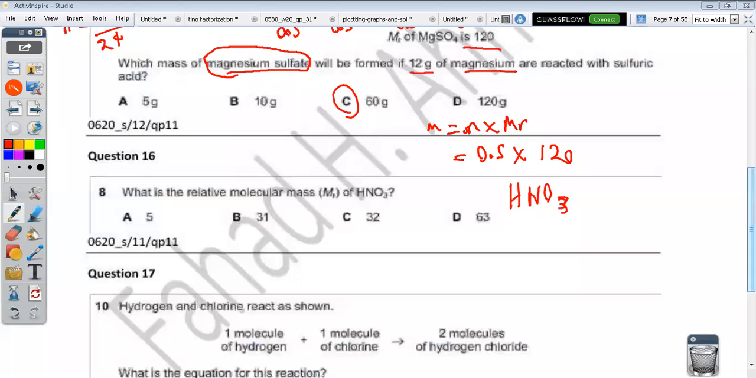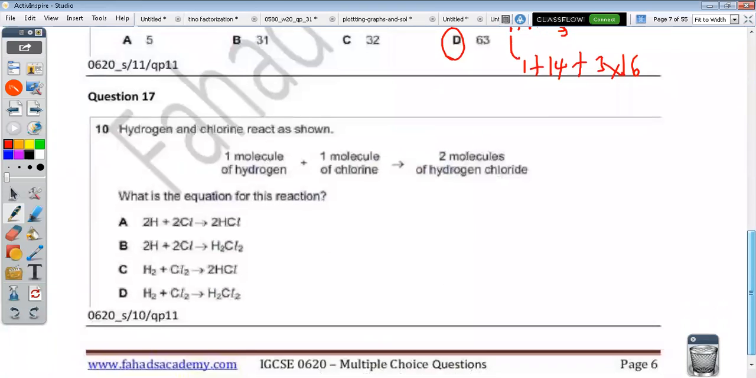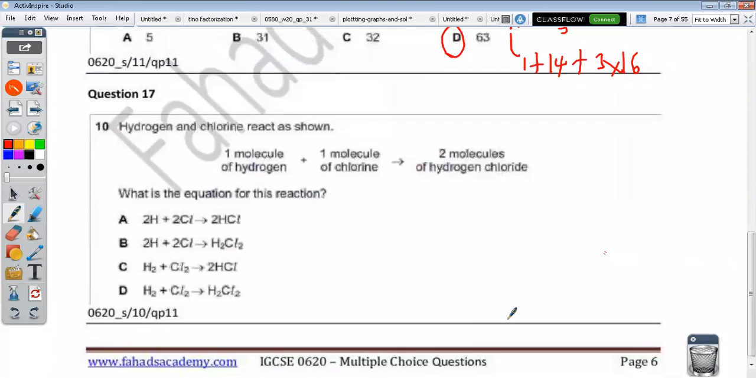It's 63. Why am I getting answers from only one person? The rest are not calculating. Hydrogen is simply one, plus nitrogen, if you check in a periodic table, it's one nitrogen here, plus 3 times 16. We have talked about oxygen before. 63 then. That should not even take 10 seconds to calculate, unless you are always forgetting the masses and trying to refer to the periodic table all the time.